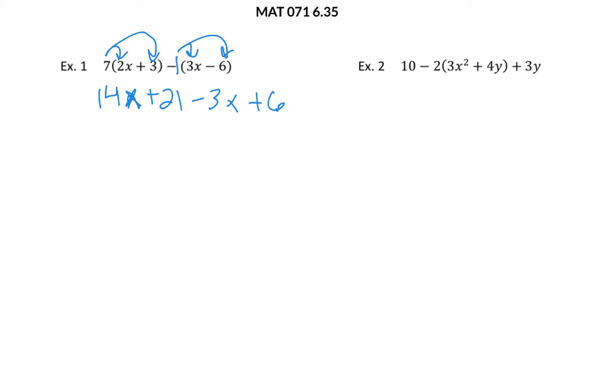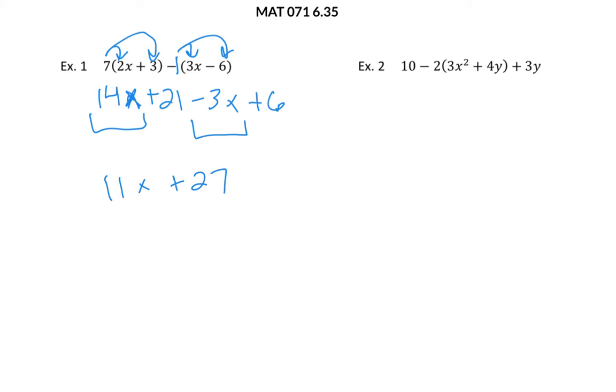And after that, we are going to combine anything together that are like terms. So this 14x can go with minus 3x. 14 minus 3 is 11x. And then we have a positive 21 plus 6, so that'd be plus 27.